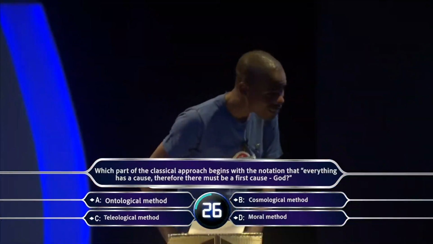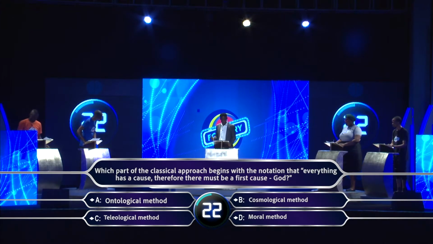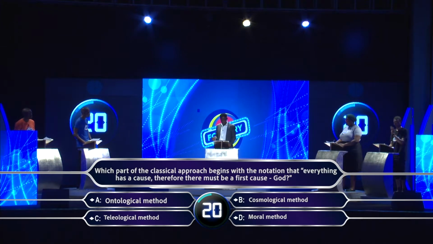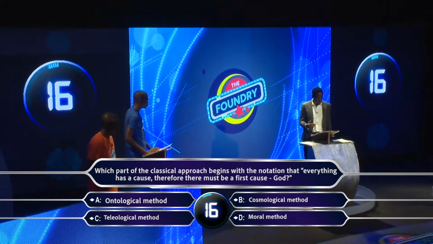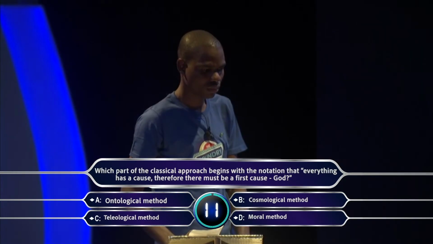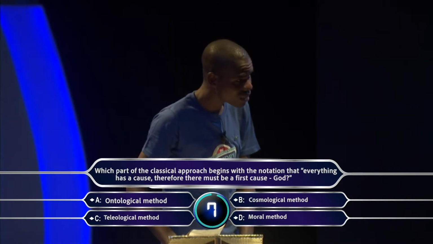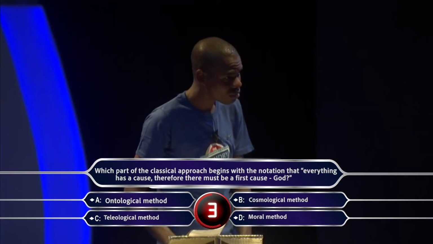The question and the options again. Which part of the classical approach begins with the notation that everything has a cause? Therefore, there must be a first cause, and that's God. A, ontological method. B, cosmological method. C, teleological method. And D, moral method.